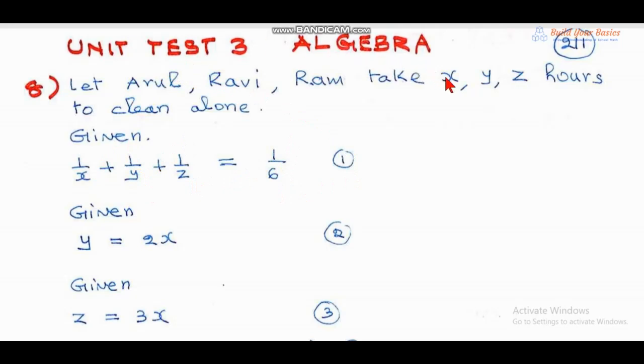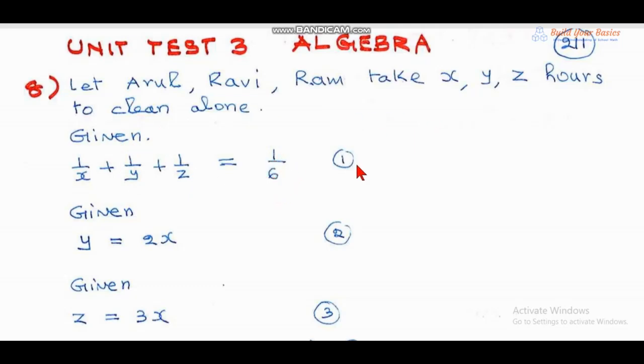Arul cleans in x hours, Ravi cleans in y hours, Ram cleans in z hours. All the 3 together clean in 6 hours. All the three do 1/6th part of the work in 1 hour. Work done by Arul in 1 hour, 1/x. Work done by Ravi in 1 hour, 1/y. Work done by Ram in 1 hour, 1/z. So work done by all the three in 1 hour is 1/x plus 1/y plus 1/z. That's equal to 1/6, because 1/6 is the work done by all the three together.